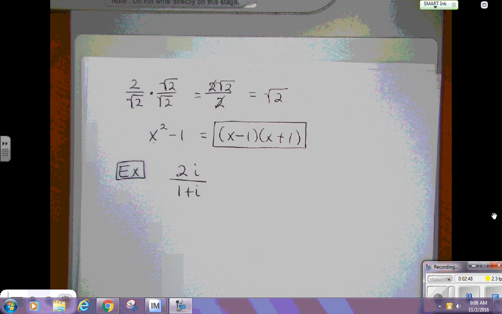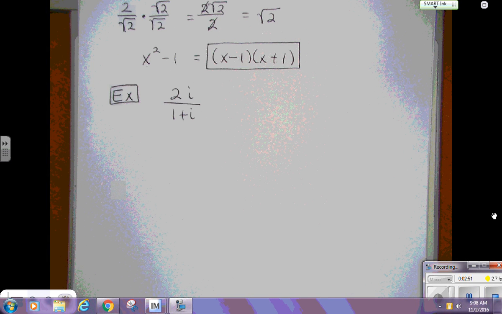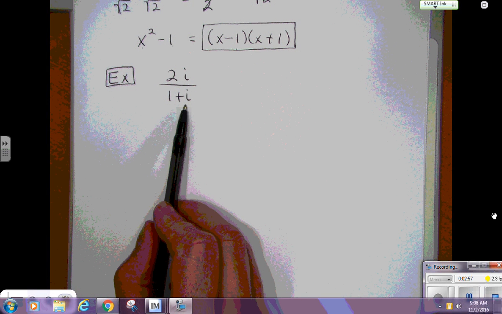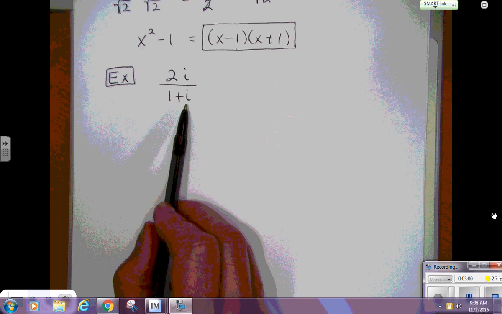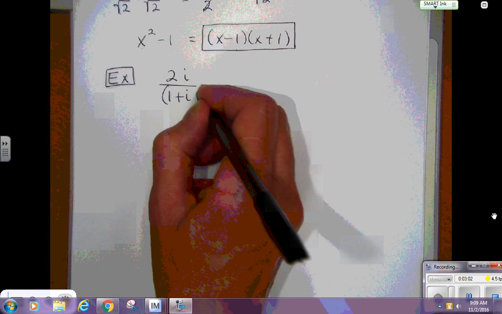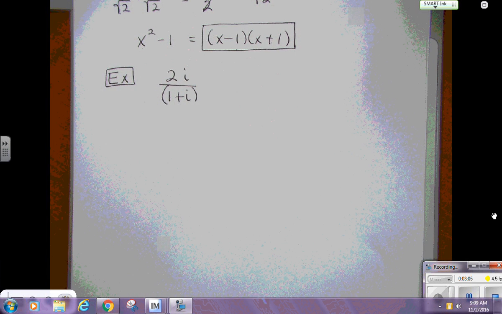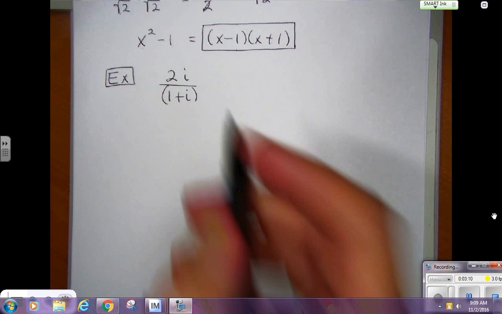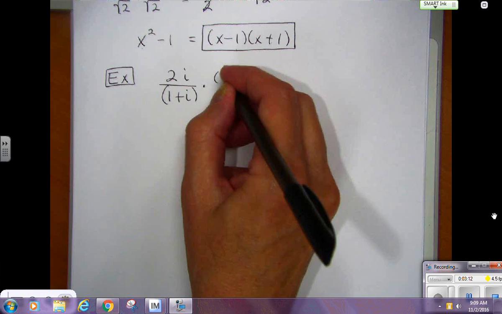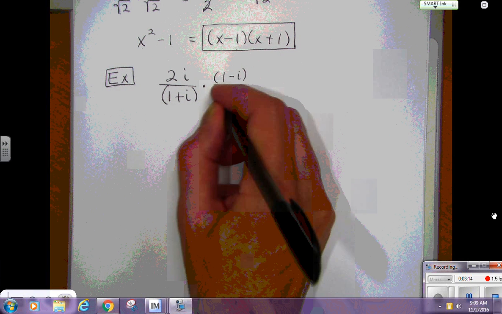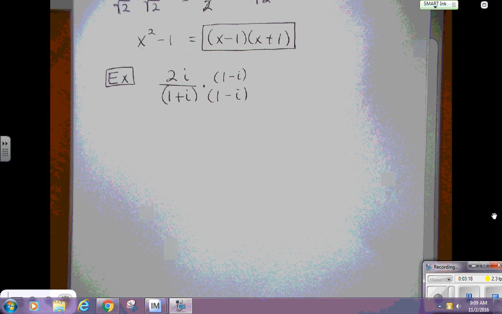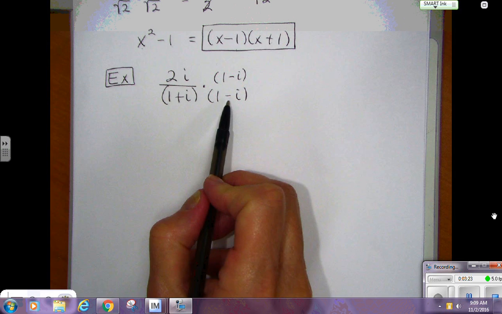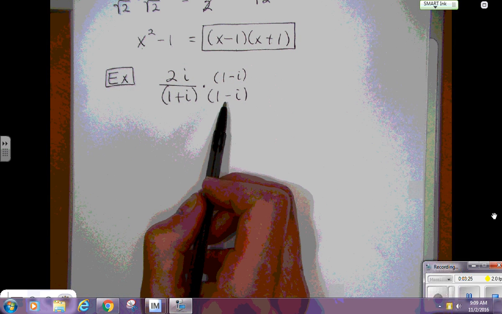2i over 1 plus i. I can't leave the i in the denominator, so I have to rationalize this fraction. And 1 plus i is a binomial. Okay, so the way that I get rid of i when it's in a binomial is by multiplying top and bottom by the conjugate. So I'm going to use the identical terms, 1 and i, but it's going to be minus.